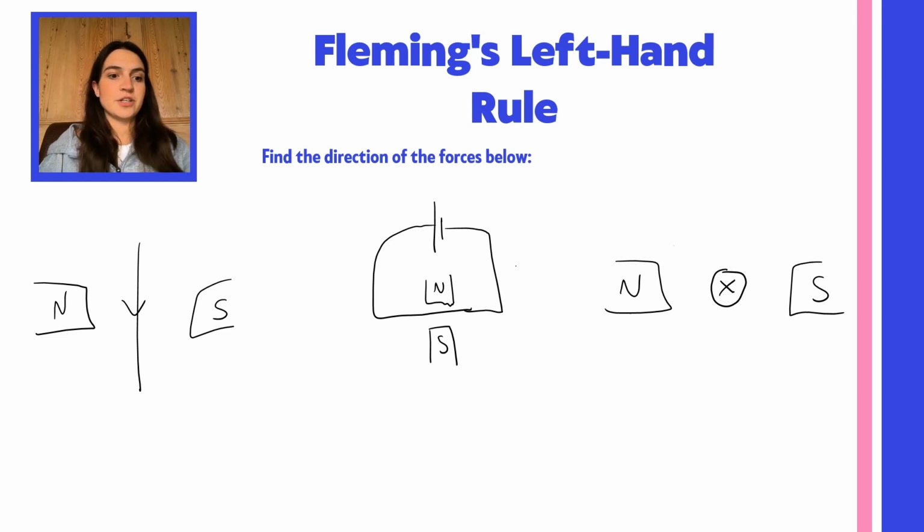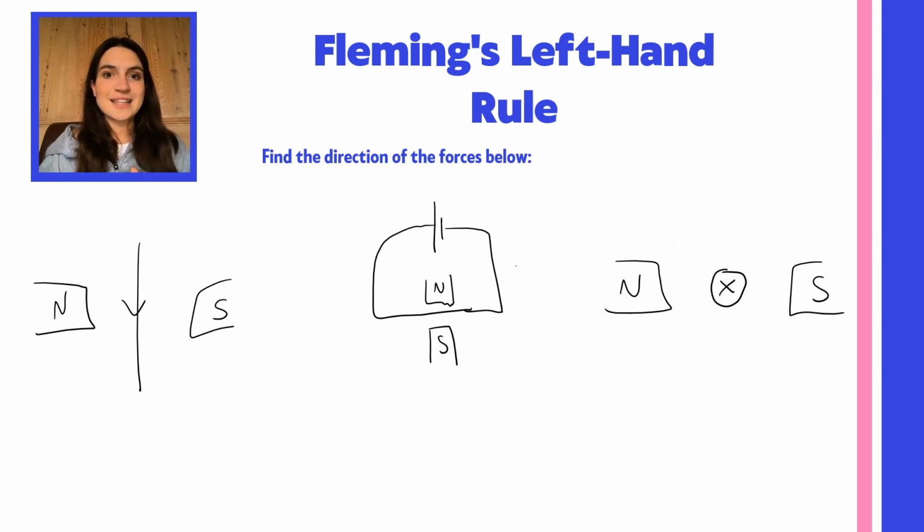And first thing I'm going to do is point my first finger, so my index finger, in the direction of the magnetic field. So for my first picture, I've got that north pole on the left-hand side and my south pole on the right-hand side. And remember, I point that finger from north to south. So I need to point that finger towards the right-hand side of my page.